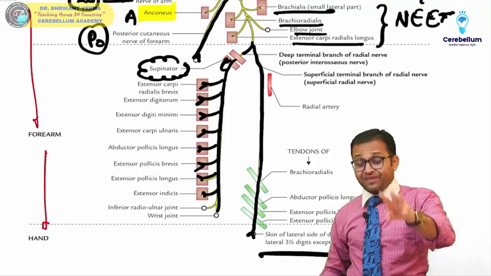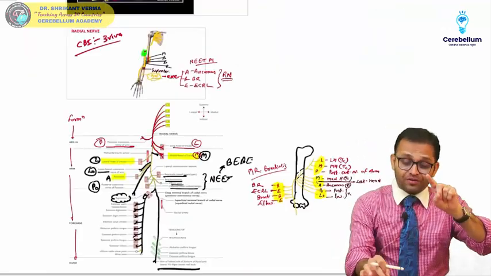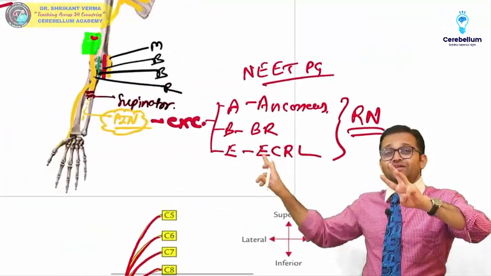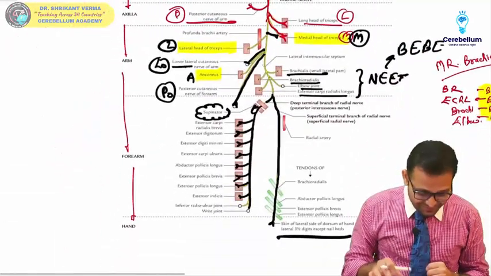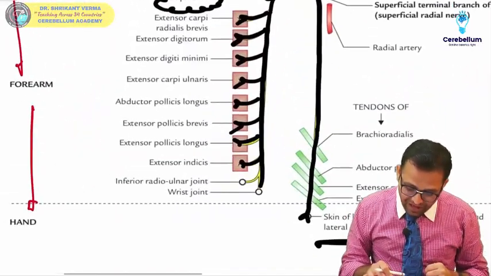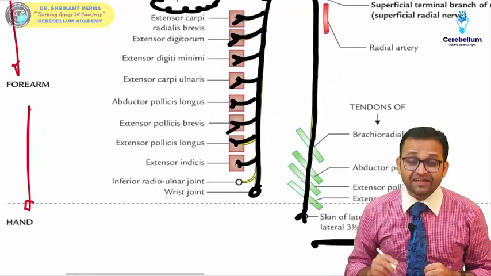A B E. A for anconeus, B for brachioradialis, and E for ECRL. So remember Moin Akhtar Saab, the great actor. Okay, so now we are looking at this nerve ending here at the wrist.